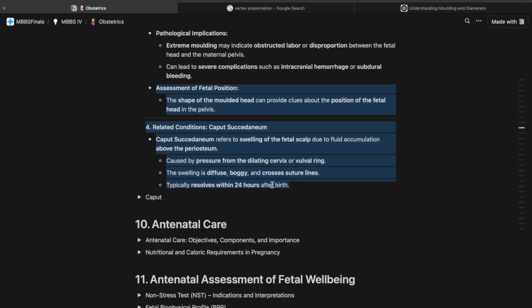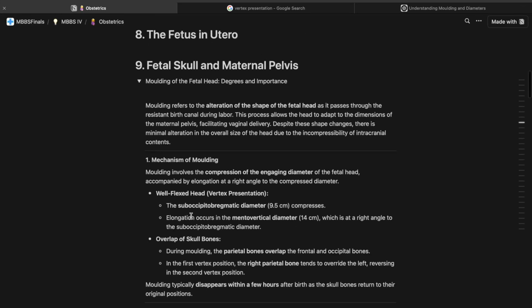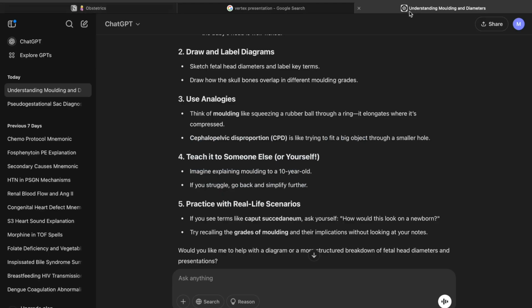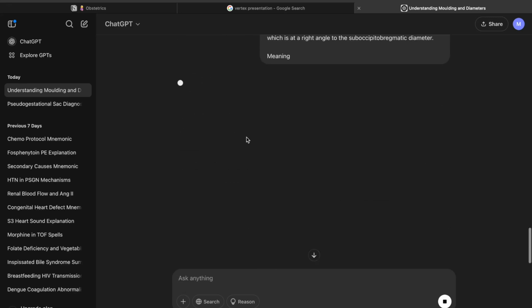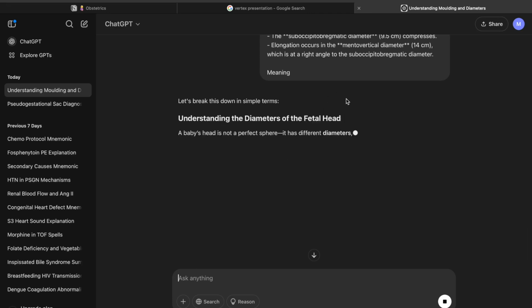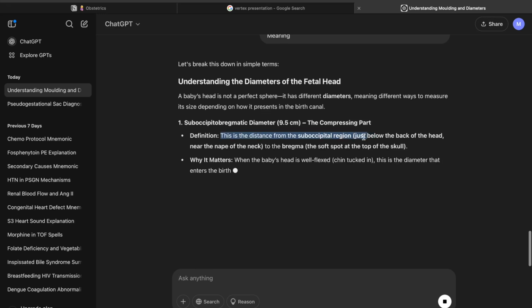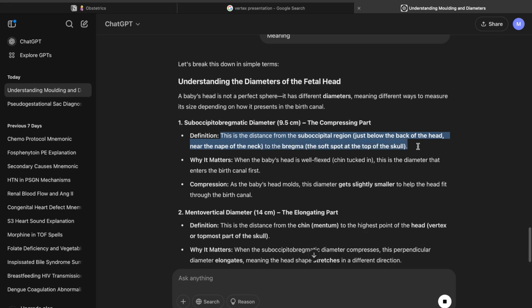So right now we'll try to go through this particular thing. After we have gone through the basic meanings of all these, so we know what vertex means, we want to know what these two things mean. So these two particular ones, let's check. Since these are diameters, it's best if you look at the pictures and all that, but let's see what this gives. The distance between the suboccipital region, just back of the head near the nape of the neck, to the bregma, the soft spot near the top of the skull.